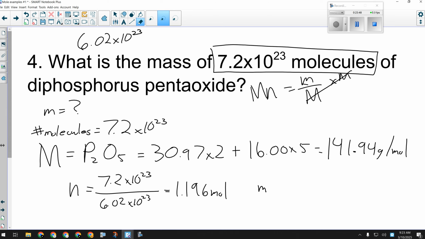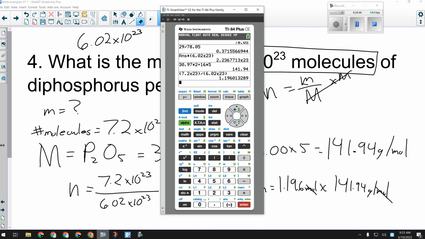Okay, so mass is going to equal 1.196 moles times 141.94 grams per mole. All right, moles are going to cancel. I'm going to be left with grams. Okay, so I have 169.76 grams of diphosphorus pentaoxide.